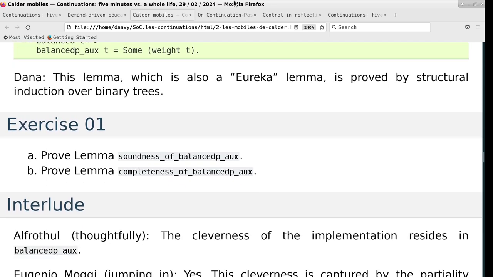So now it's time for an exercise. Remember, it's a lecture. The exercise is: please prove the soundness lemma and please prove the completeness lemma, of course, by induction. Let's continue the interlude.